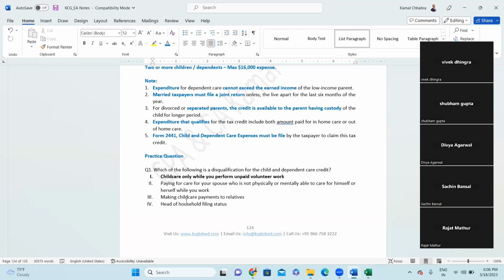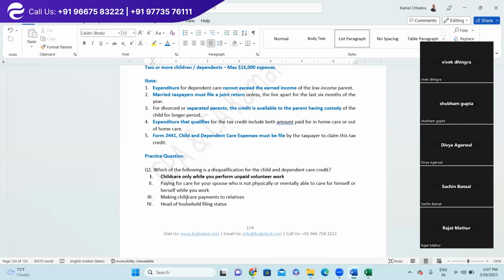Right? The expenditure that qualify for the tax credit include both amount paid for home care or out-of-home care expenses, also for the dependent child. That is their study expenses, their travel to study expenses and all those things. Form 2441 must be filed if any of your clients wish to avail child and dependent care expense for the tax credit purpose. They must file Form 2441.